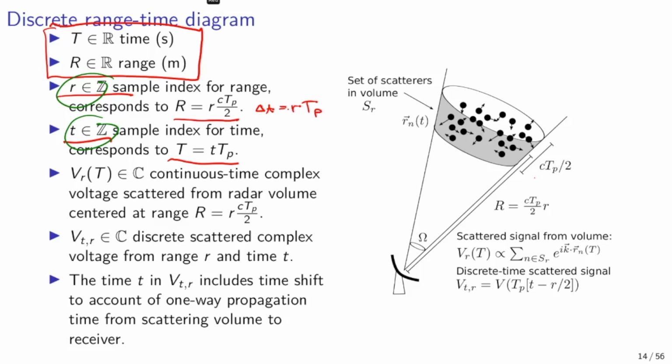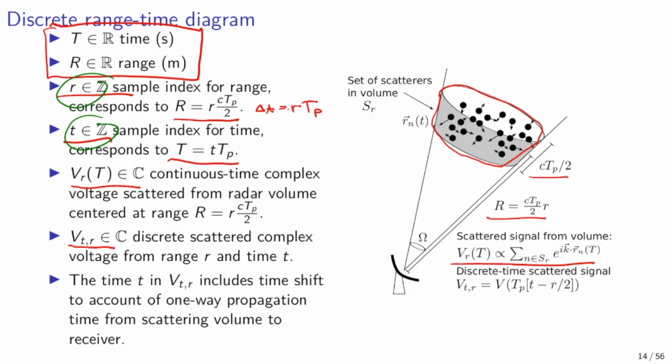I will denote the continuous time complex voltage radar echo originating from a scattering volume using V sub r of capital T. The scattering volume corresponding to this signal is defined by the range extent of the range gate corresponding to range index lowercase r. Finally, I will denote the discretized scattered voltage originating from an area in range time space using V sub t, r.